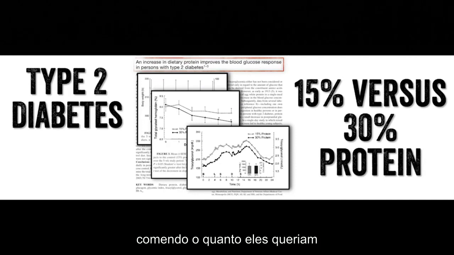Here's another study in type 2 diabetics, 15% versus 30% protein. Eat as much as you want. The high protein group immediately lost more weight, lowered their blood sugar, lowered their triglycerides.